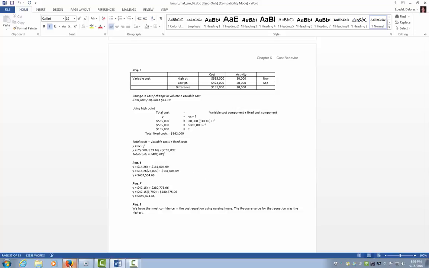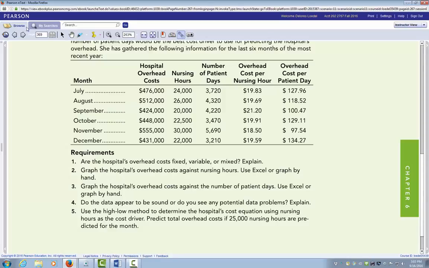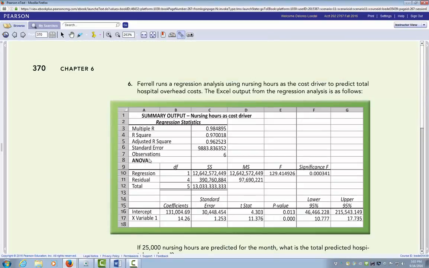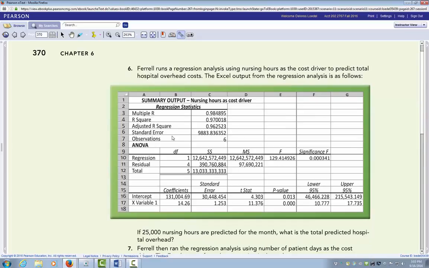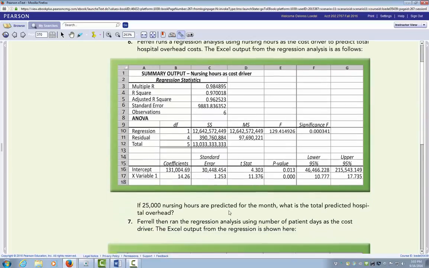I'm going to switch over here and take a look at those together. So that would be on the next page, page 370. For number 6, they're giving us a regression analysis chart to use in order to do some predictions. If 25,000 nursing hours are predicted, what is the total predicted hospital overhead? Now this regression summary has already been prepared. We just need to know how to read it.